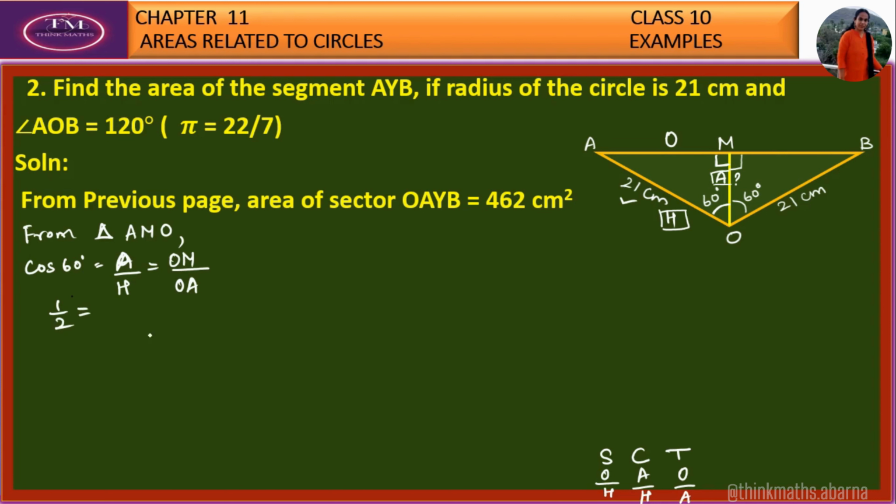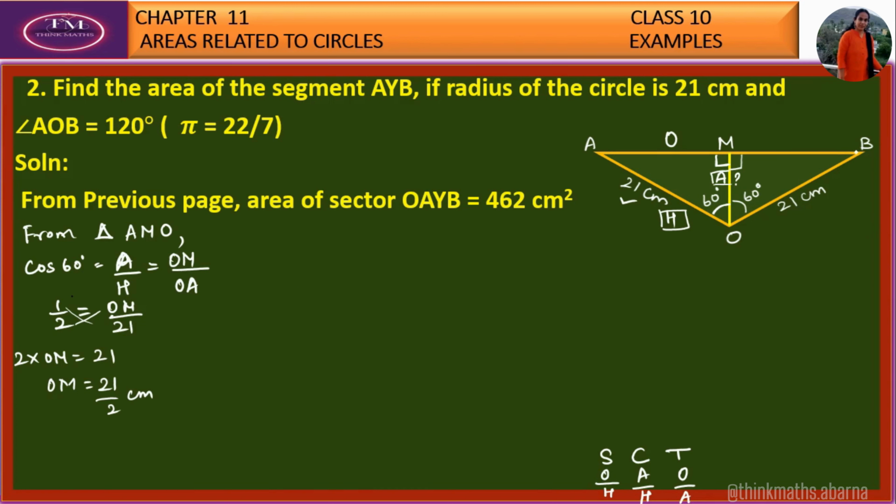So 1 by 2 is equal to OM. We need to find OM; OA is 21. So just cross multiply: 2 into OM equal to 21 into 1. So OM equals 21 by 2 centimeter. So we got the value of the height of the triangle. Next we have to find out the base.